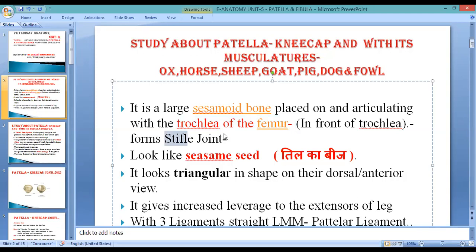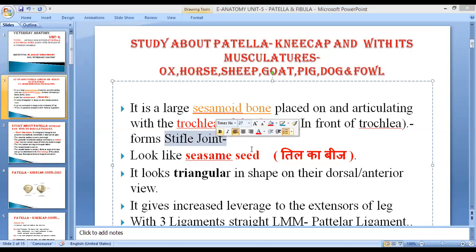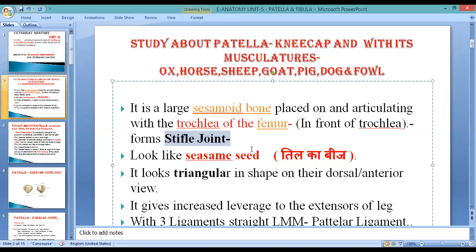Okay, that's clear. So it looks like a sesame seed. We use sesame seeds in festivals also. When we observe grossly and enlarge the structure, it looks like a sesame seed. We can say in Hindi, til jaisa. So the structure of the sesamoid bone patella is sesame-seed-like and triangular in shape.